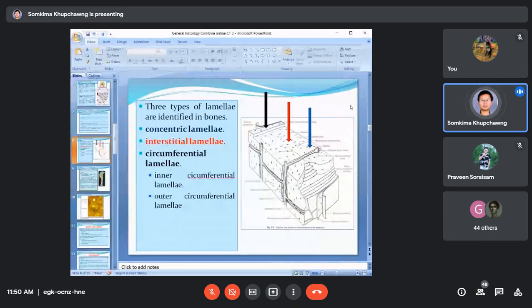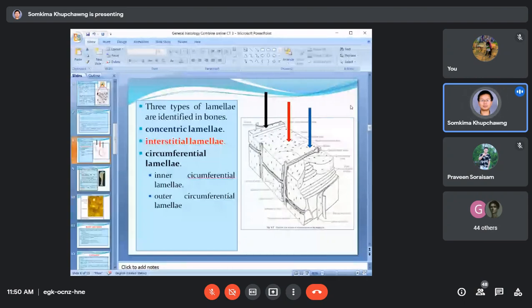Okay, and then the third one is the circumferential lamellae, which will enclose the whole structure. Two types are there: inner and outer circumferential lamellae. The outer circumferential lamellae will enclose the whole structure of the bone, just beneath, we can say, just next to the periosteum. So this is known here as the outer circumferential lamellae.